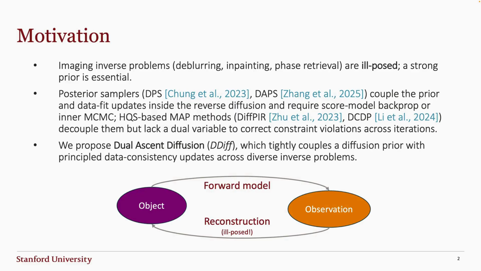Posterior samplers like DPS and DAPS couple the prior and data feed updates inside the reverse diffusion, but they require score model backpropagation or inner MCMC. Half-quadratic splitting-based MAP methods like DiffPIR and DCDP decouple the two updates, but they have no mechanism to correct constraint violations across iterations. We propose Dual Ascent Diffusion, or DDiff, which tightly couples a diffusion prior with principled data consistency updates across diverse inverse problems.